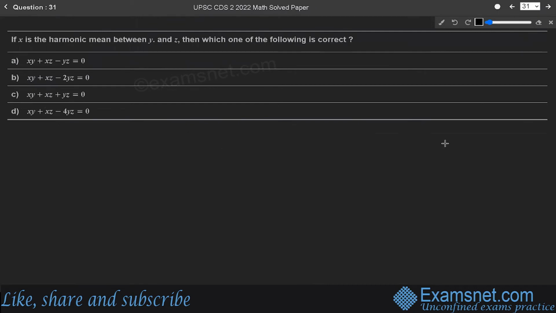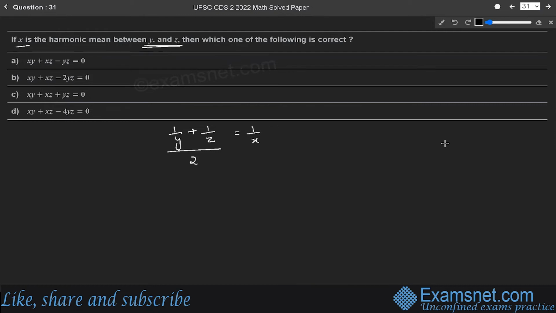Next question is, if x is the harmonic mean between y and z, then which one of the following is correct? To solve this question, you have to know what is meant by the harmonic mean. See here, x is given and it is the harmonic mean between y and z. So it will be written as 1 upon y plus 1 upon z is equal to 1 upon x, and let us divide it by 2. See, this is the mean, which is the harmonic mean. This is the meaning of the harmonic mean.